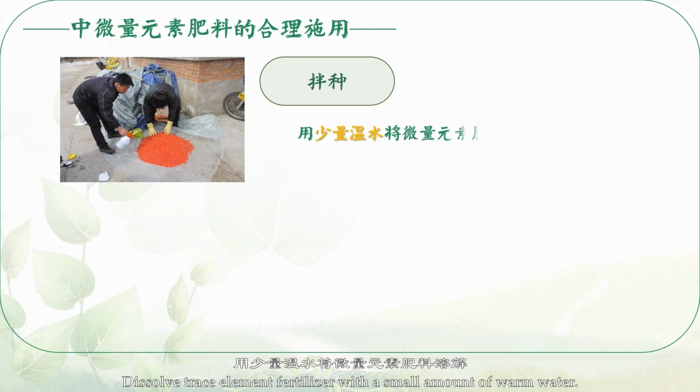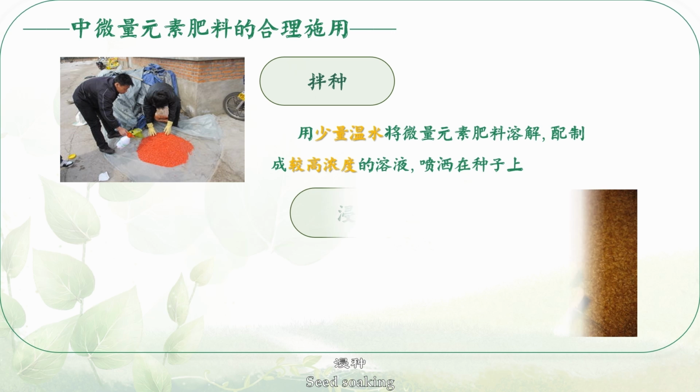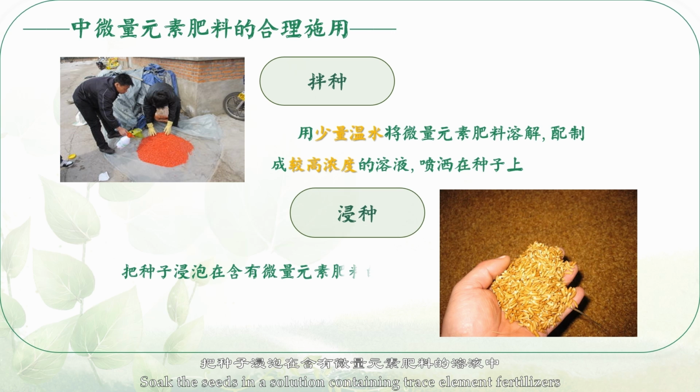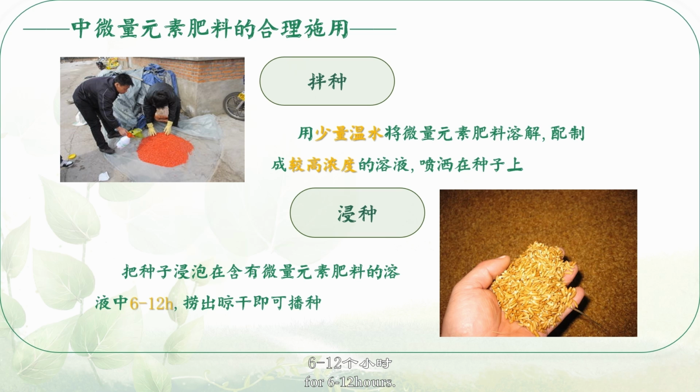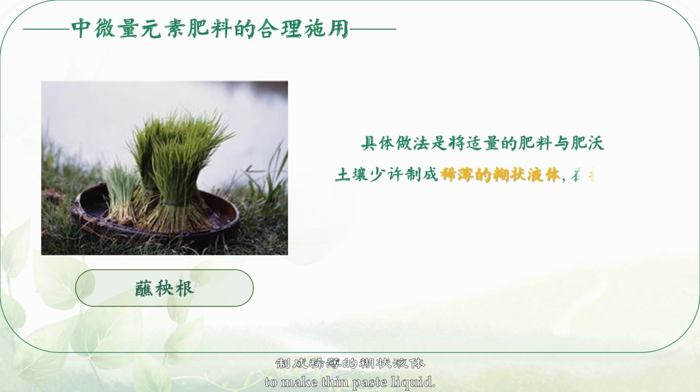Mix. Dissolve trace element fertilizer with a small amount of warm water. Prepare into a solution with higher concentration to spray on seeds. Seed soaking. Soak the seeds in a solution containing trace element fertilizers for 6 to 12 hours and dry and sow. Dip seedling root. The specific method is to add a little fertilizer and fertile soil to make thin paste liquid.